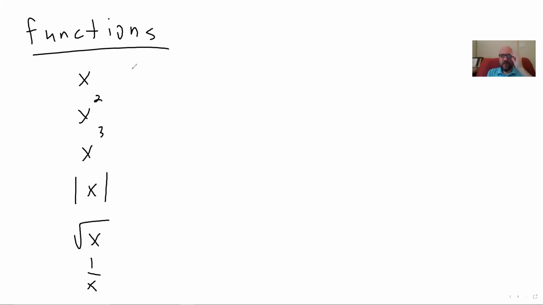That's kind of true. There's a few others. There's logs and exponentials, as well as some periodic functions when you get to trig. But we'll just go with these. This is a good start for graphing functions.